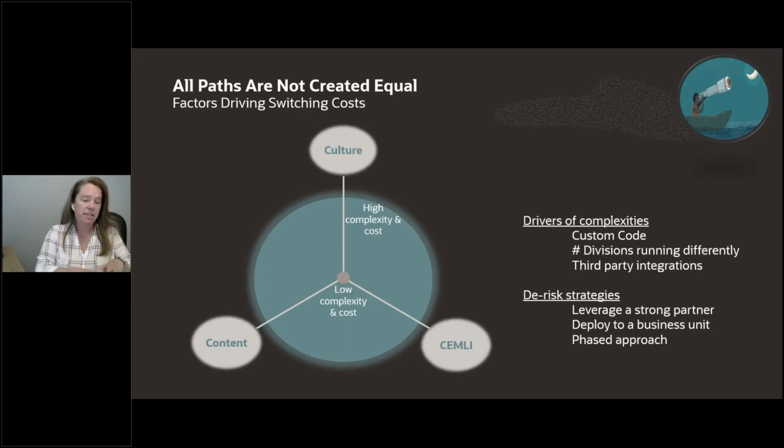Content is, how much of the ERP solution are you using? Are you looking at just financials? That's simpler. It's less complex than looking at everything across HCM, supply chain, and financials, and the core ERP components. Culture is really important. And this gets back to me talking about that cloud mindset. And where does your organization sit?